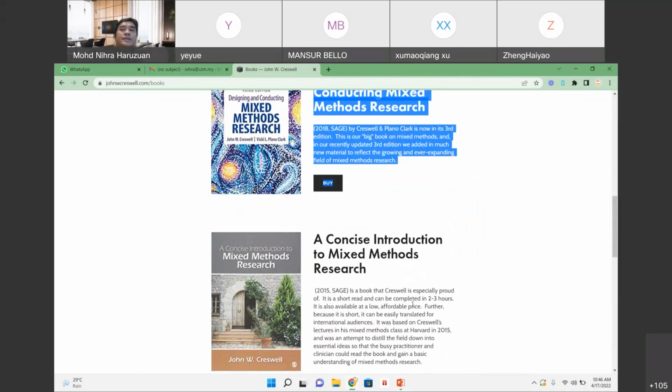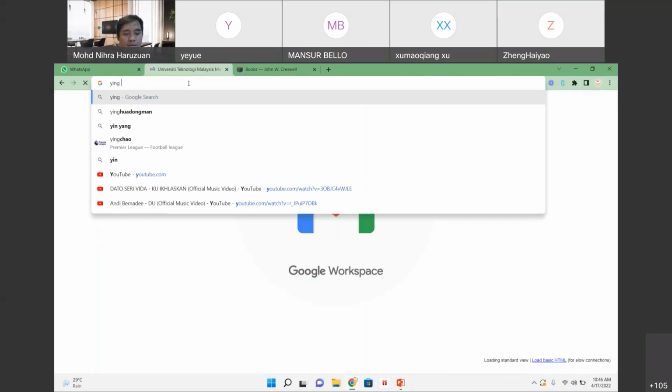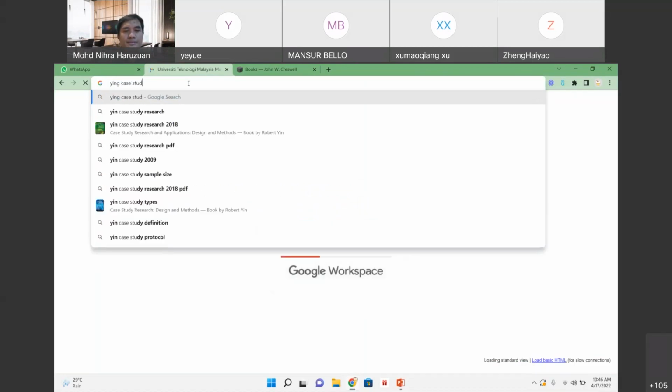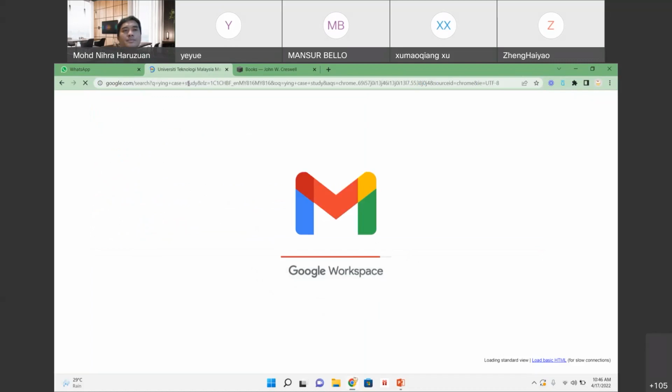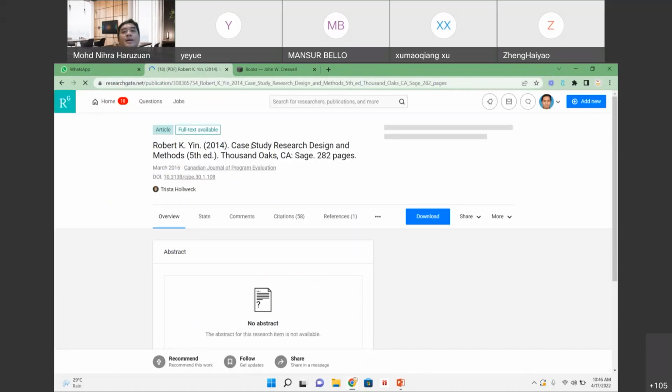It's similar to other methodologies. For example, if you're doing qualitative, say a case study, case study can sometimes be purely qualitative. Then you need to find an author. The most prominent author is Yin. You can find Yin as well. Robert K. Yin. You can find this book, Case Study Research Design.